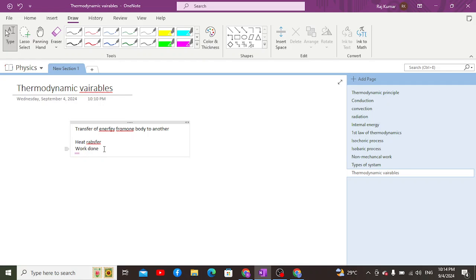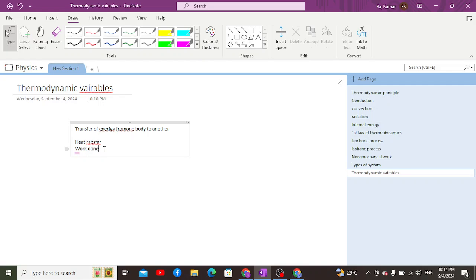Or in other words, we can also say thermodynamics is the study of the transfer of thermal energy from one body to another body, which results in an increase in internal energy or results in the work done on or by the system. So this is what we study in thermodynamics.